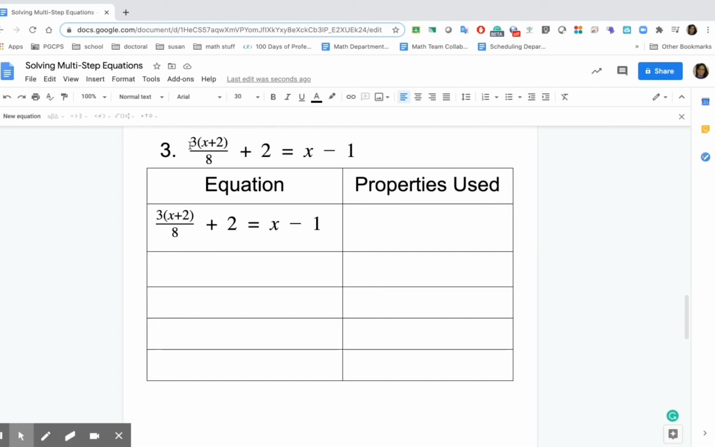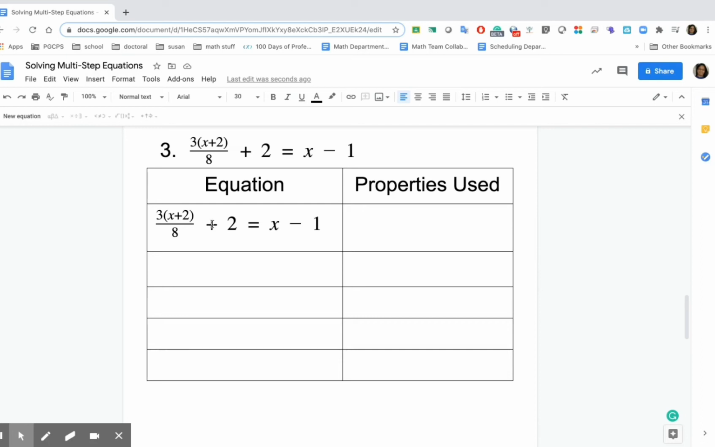Now let's answer the third example. 3 times the quantity of x plus 2 all over 8 plus 2 is equal to x minus 1. So you will notice that there are variables on both sides. So there are multiple ways of solving this.